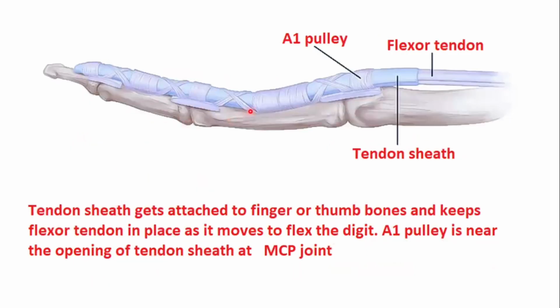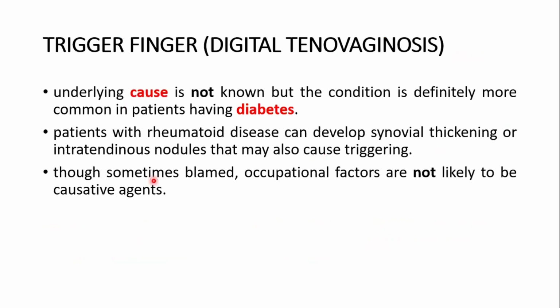Here you could see this. This is a pulley, the A1 pulley, annular pulley 1 at the metacarpophalangeal joint. This is the flexor tendon, and this is the tendon sheath. The tendon sheath gets attached to the finger or thumb bones and keeps the flexor tendon in place as it moves to flex the digit. The A1 pulley is near the opening of the tendon sheath at the metacarpophalangeal joint, as I told you already.